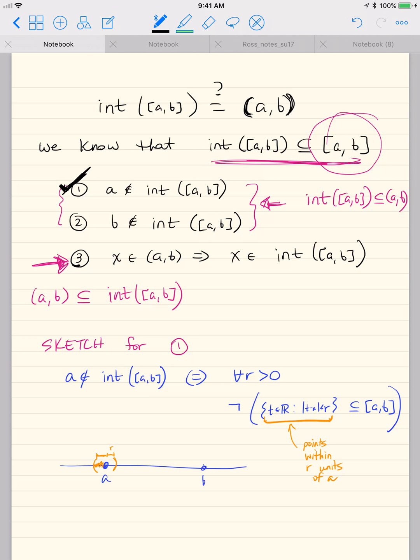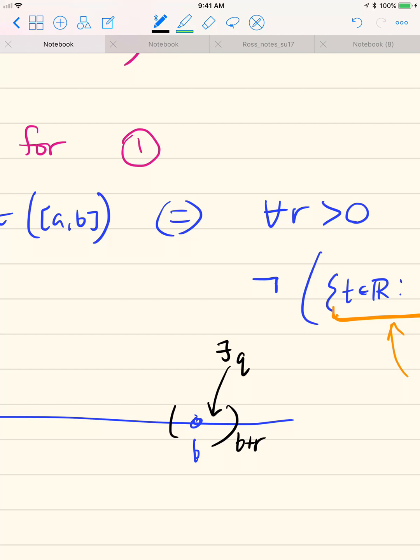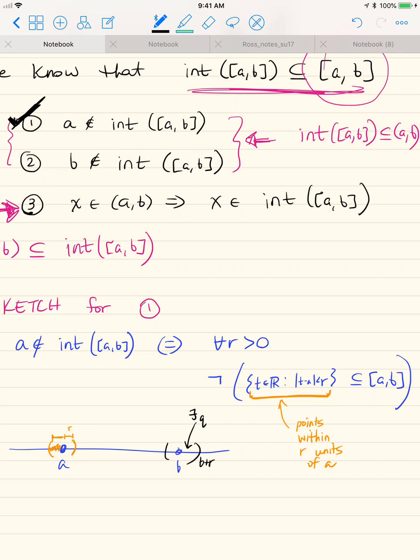How to give a formal proof, and then the proof for B is going to be very similar. You'll just use the fact that instead of going to the left, right? So here you'll say for every R greater than 0, let R greater than 0 be given, and now use the density to show that there exists a Q in between B and B plus R. This Q is not going to be in our interval, but it is going to be in that R ball around B. So it's not the case that we can find an R for which that R ball is completely contained in AB.